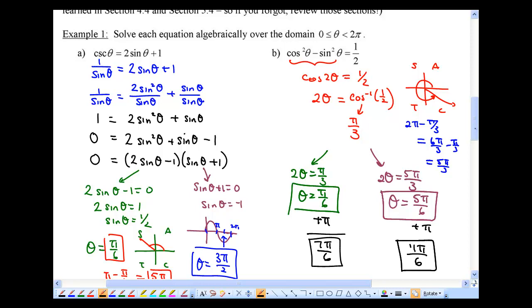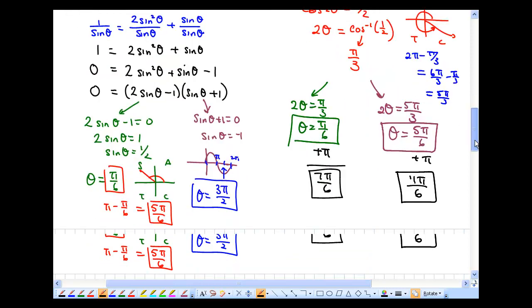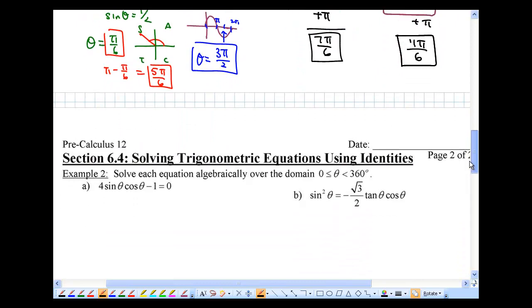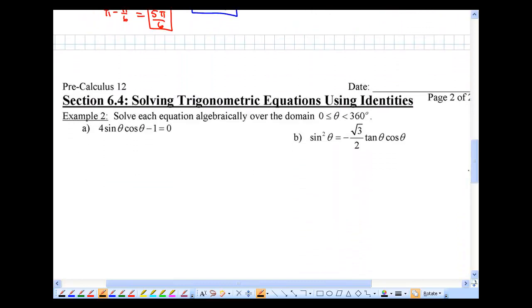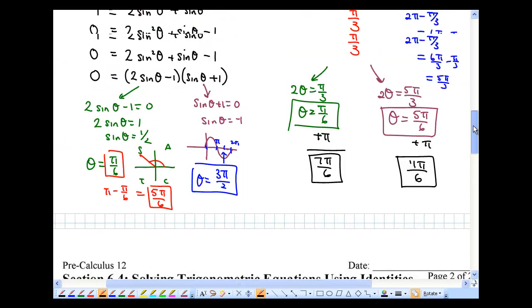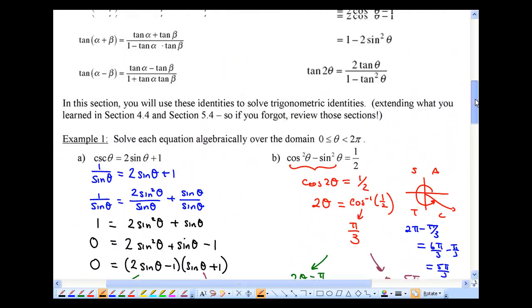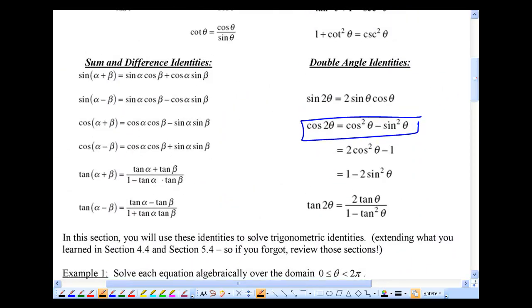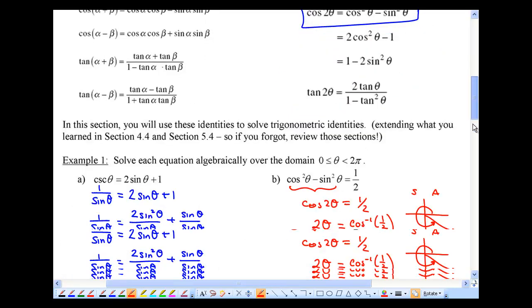Okay, let's turn the page. Some more examples, and this time I want you to try to solve these over the domain from 0 to 360, so let's just use degrees. So we've got 4 sine theta cos theta minus 1. Okay, sine and cos stuck together. Where do you actually see sine and cos stuck together? Go back to the front page. Where on that identity sheet do you see sine theta and cos theta stuck together? And if you said double angle, that's right.